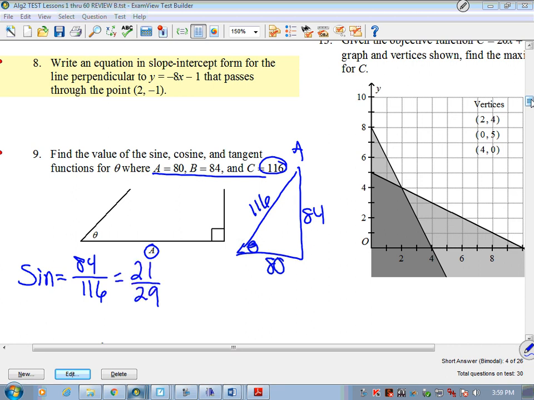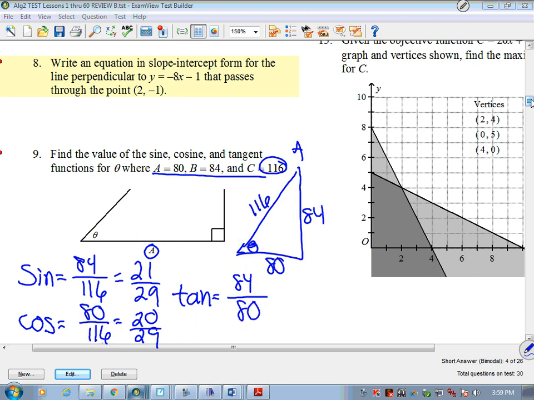Okay, so that's what I should get for sine. Cosine is adjacent over hypotenuse. So what's adjacent to theta? Should be 80. Adjacent means it shares a vertex, but it's not the hypotenuse, over 116. And as I reduce that, I get 20 over 29. And then finally, we have tangent of theta, which is opposite over adjacent. Opposite is the side that doesn't share a vertex, so that's 84 over adjacent. We already saw that is 80.